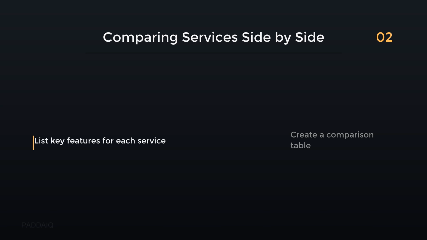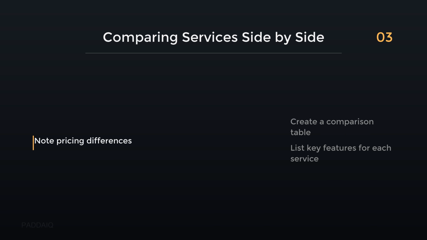List key features for each service. This means identifying the main capabilities that define each service. For instance, SAP HANA Cloud offers in-memory computing for speed, while SAP Integration Suite focuses on connecting different applications. Knowing these distinctions helps you select the right tool for your specific business needs, ensuring efficient and effective solution implementation.